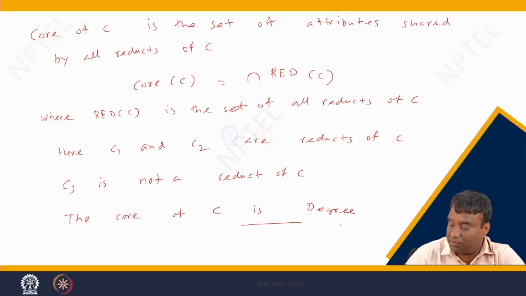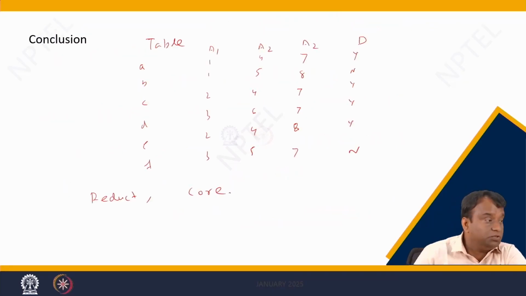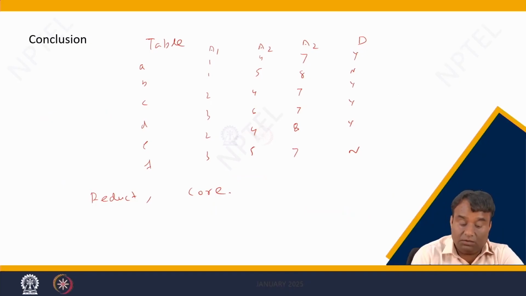We'll solve a few more examples on this topic. In conclusion, here you make a table in which A, B, C, D, E, F are the objects, A1, A2, A3 are the attributes, and D is the decision attribute. You can write the values of A1 as 1, 1, 2, 3, 2, 3. A2 is 4, 5, 4, 6, 4, 5. A3 is 7, 8, 7, 7, 8, 7. D is Y, N, Y, Y, N, Y, N, like that.